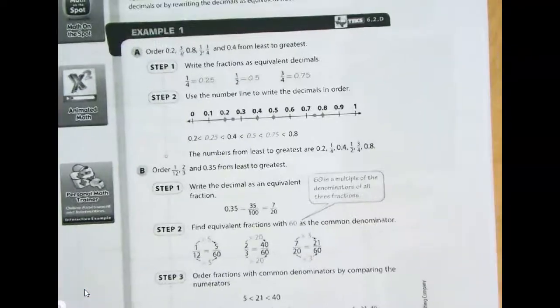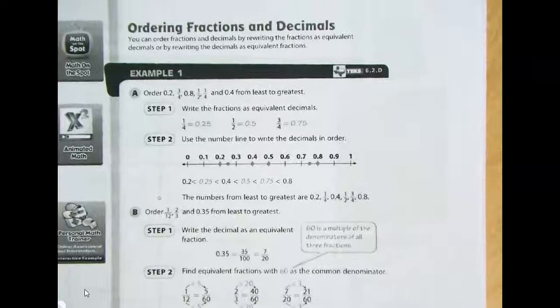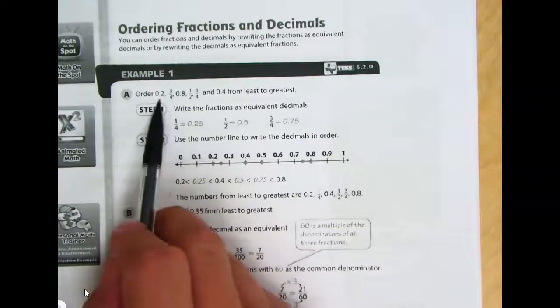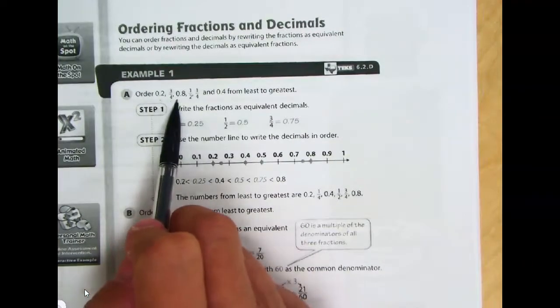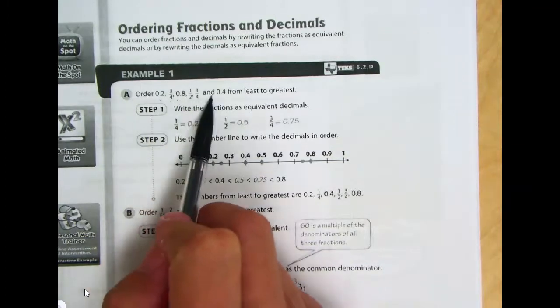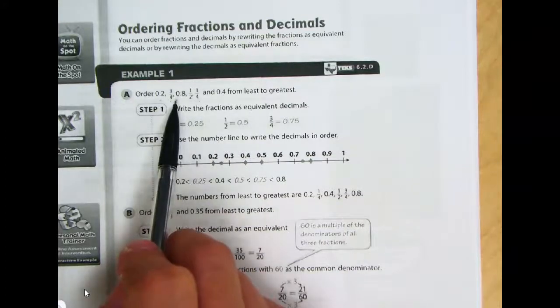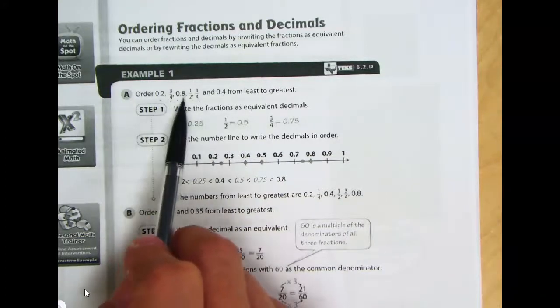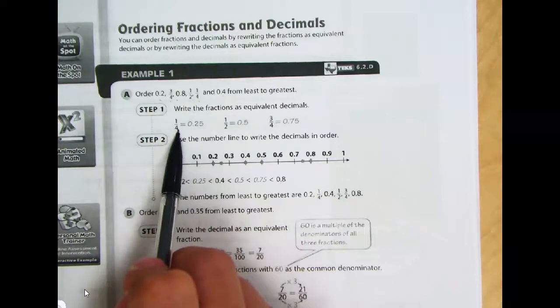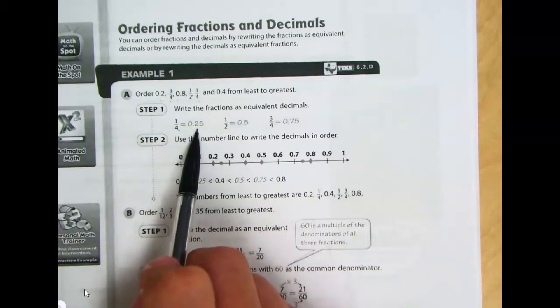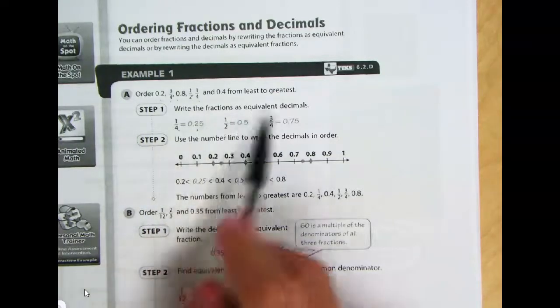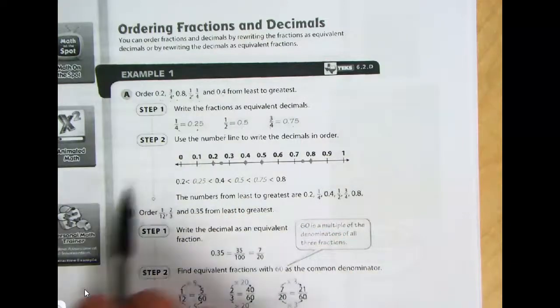Let's talk about ordering fractions and decimals. So example 1 says you have 2/10, 3/4, 8/10, 1/2, 1/4, and 4/10. You want to order those from least to greatest. Again, the easiest way to do that would be to convert them all to decimals. We know that 1/4 is 0.25 or 25/100. 1/2 is 5/10, and 3/4 is 75/100.